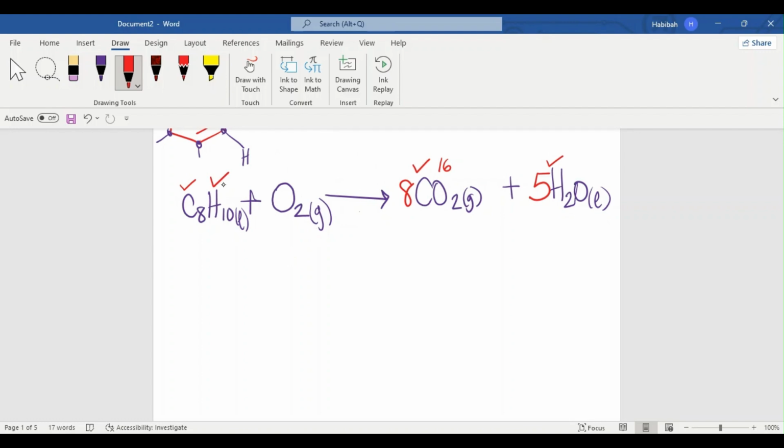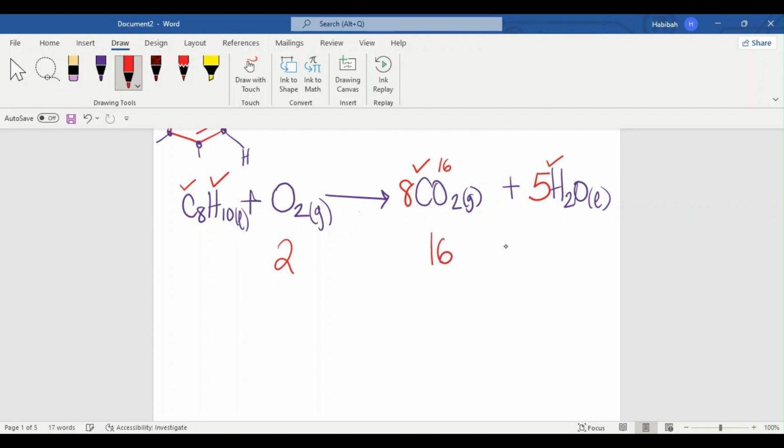And both the left and right side of the equation have the exact number of atoms. So next we have to determine the number of oxygens we have on both sides. On the left side we have two oxygens, right? And then on the right side we have eight, 8 times 2 is 16.